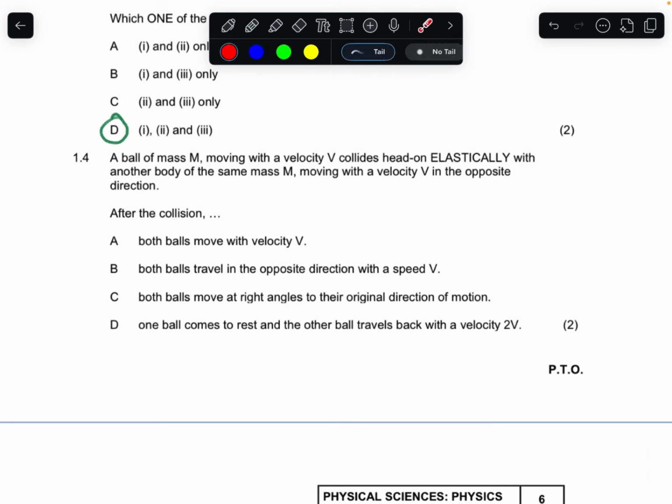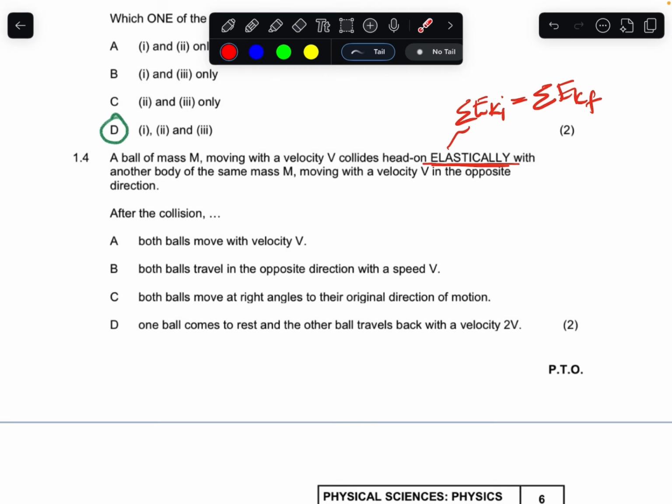1.4. A ball of mass m moving with a velocity v collides head on elastically. Here's the word again, elastically. Elastically simply means that the total kinetic energy before is equal to the total kinetic energy after. That means the velocity before collision and the velocity after collision are equivalent, just like the previous statement.